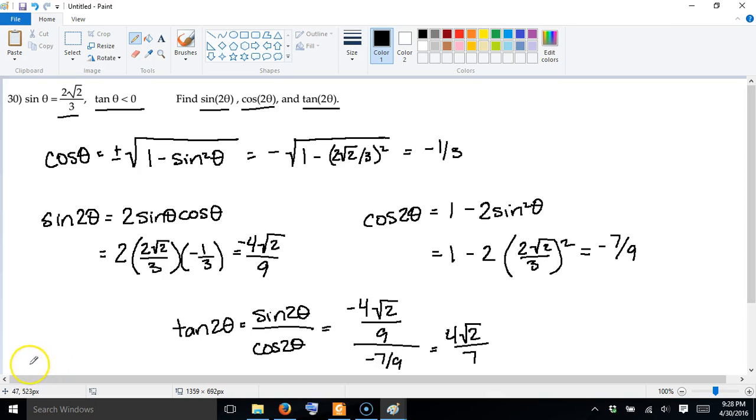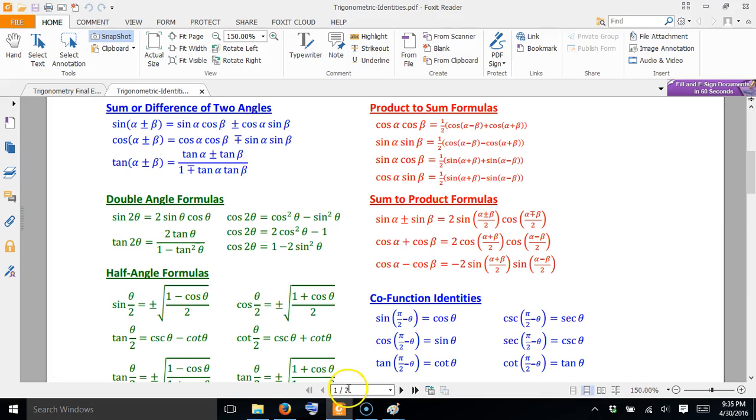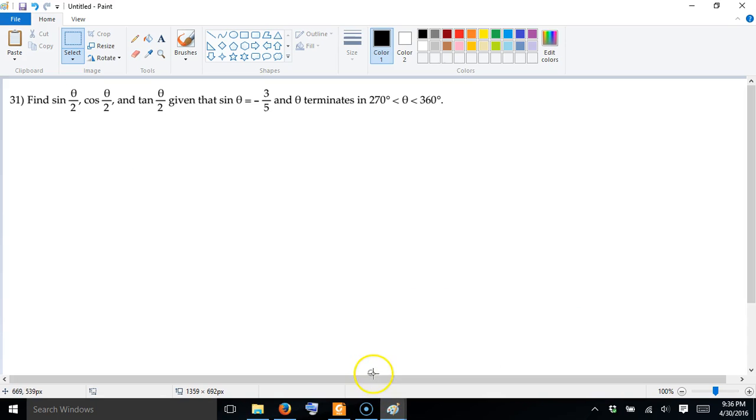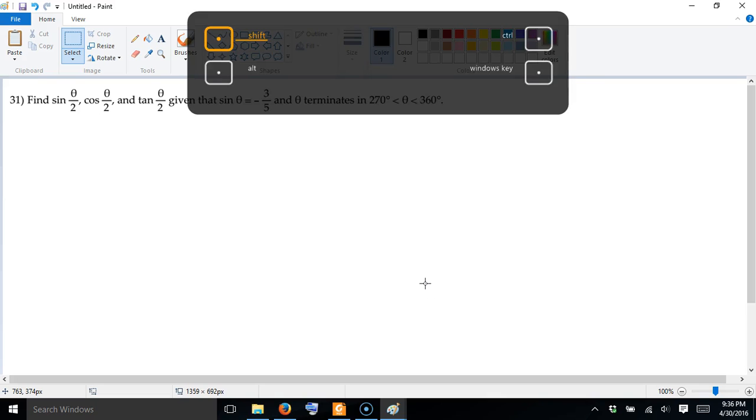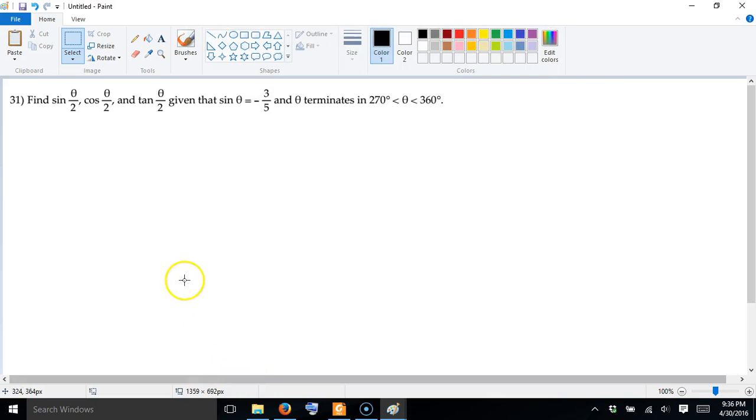I have a couple more problems for you. All right, we're almost done with this thing. Let's see what we have next. We have a problem that deals with the half angle identities. We're asked to find the values for sine of theta over 2, cosine of theta over 2, and tangent of theta over 2. Again, like the last one, I may not ask you to solve for all three.